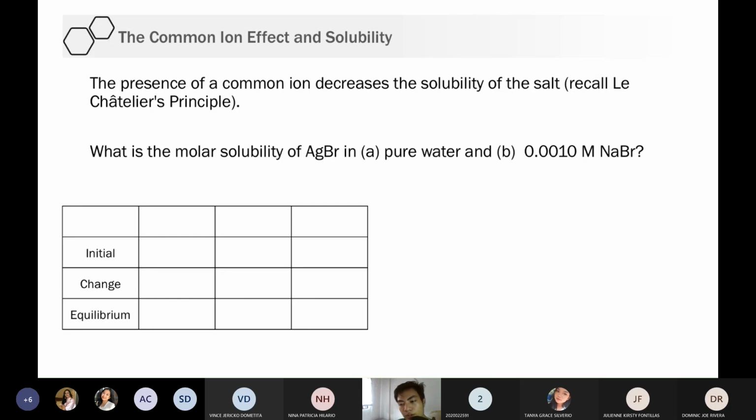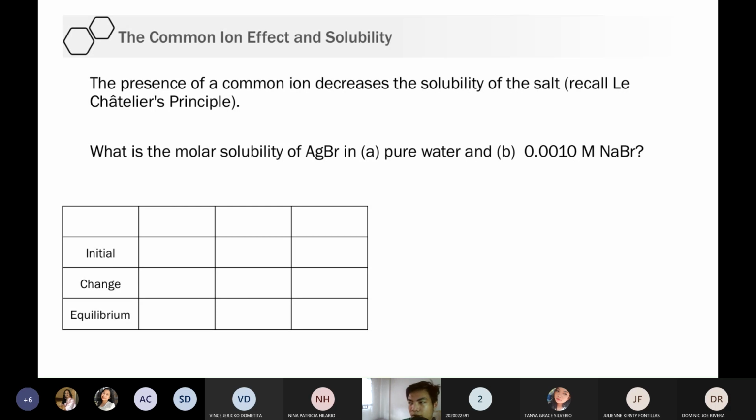So, according to your lecture, common ion effect is an application of Le Chatelier principle which states that if you have common ions in your solution already, it will shift the equilibrium to the left. And that results your salt to be less soluble. Okay? So, yan, application yan ng Le Chatelier principle. So, ibig sabihin, if you have ions already in your solution that is common to your salt or common to your precipitate, the precipitate will now be less soluble. Okay? Kasi shift to the left yung ating equilibrium.